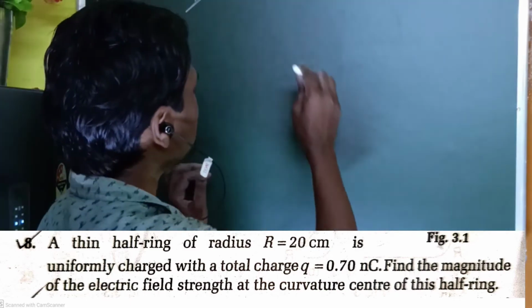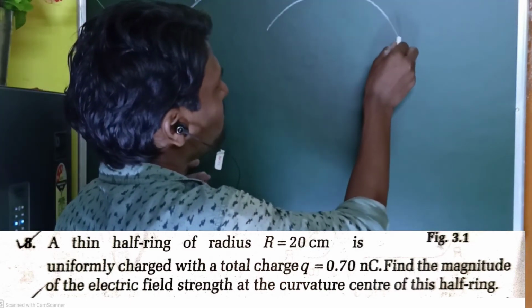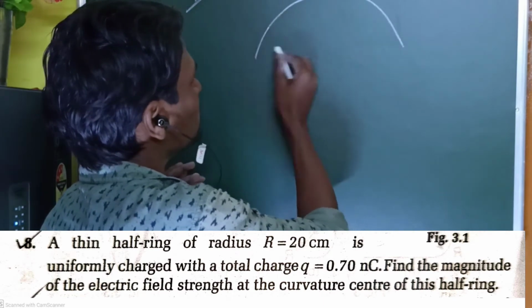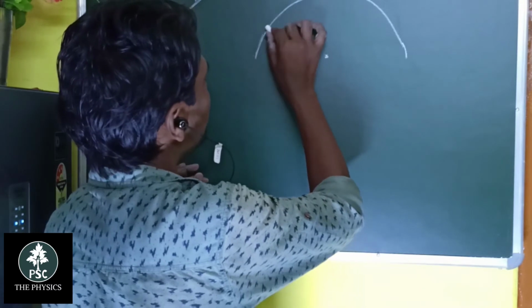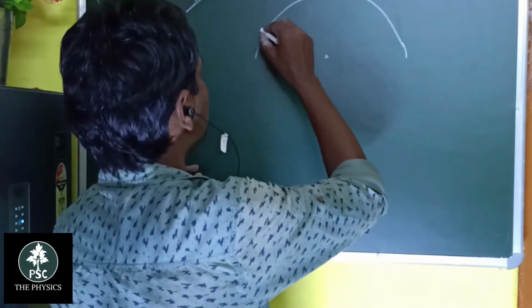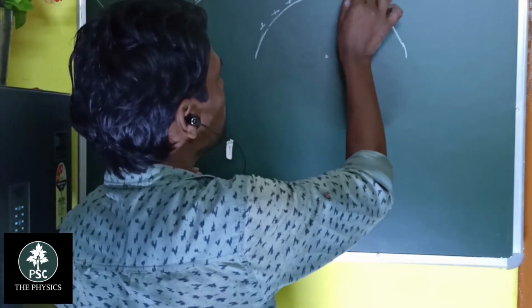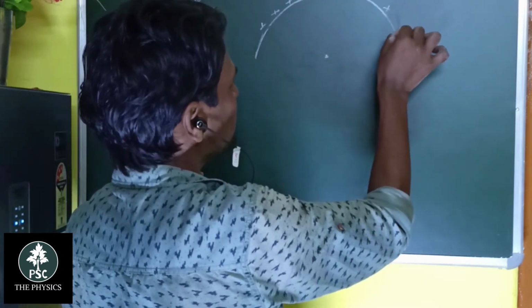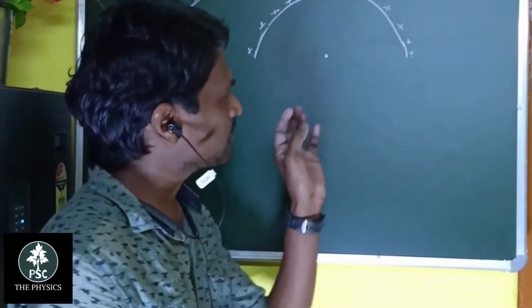Okay, so students, first draw and figure out that particular numerical. It is a half ring, and suppose the positive charge is distributed uniformly over the ring.